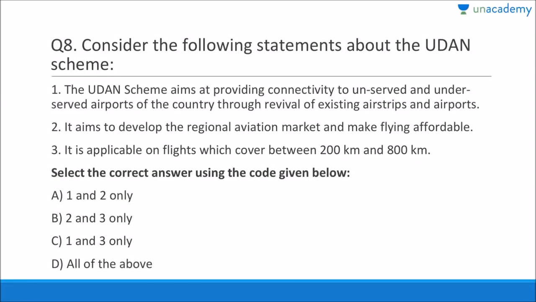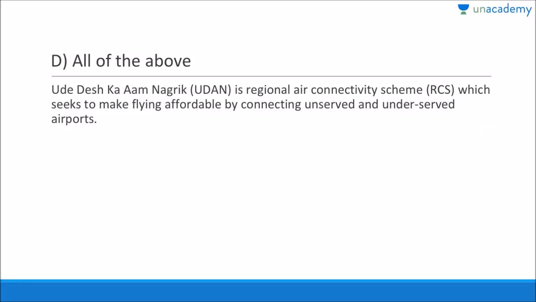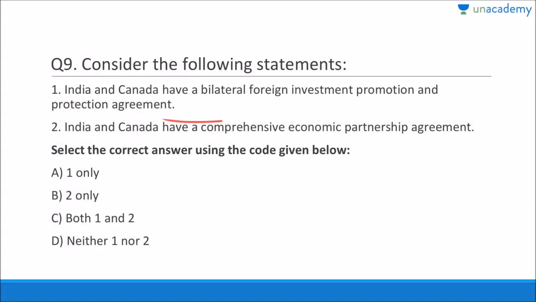Consider the following statements about the Udaan scheme. It aims at providing connectivity to unserved and underserved airports of the country through revival of existing airstrips and airports. That is correct. It aims to develop the regional aviation market and make flying affordable. That is also correct. It is applicable on flights which cover between 200 and 800 km. Answer is D, all of the above. So Udey Desh Ka Aam Nagarik is a regional air connectivity scheme which seeks to make flying affordable by connecting unserved and underserved airports.